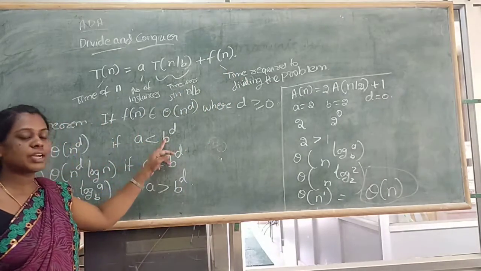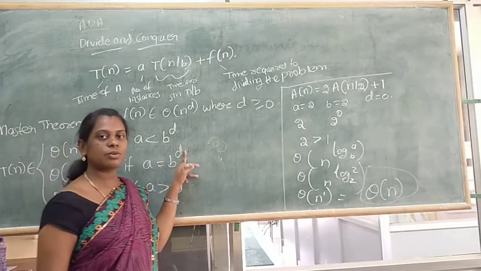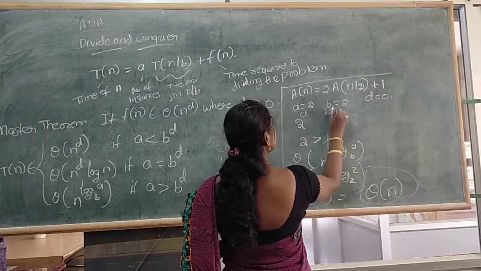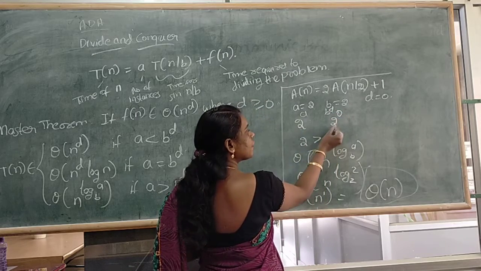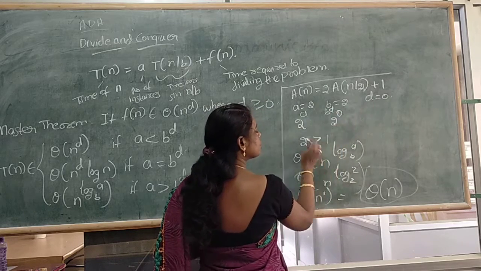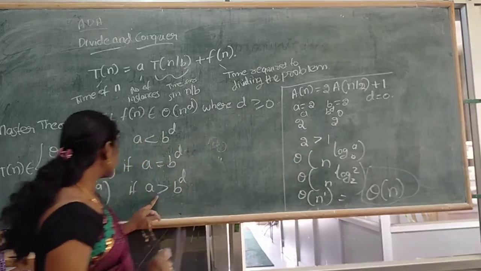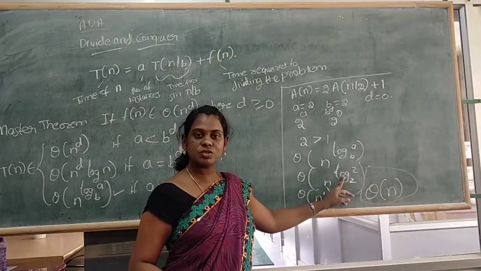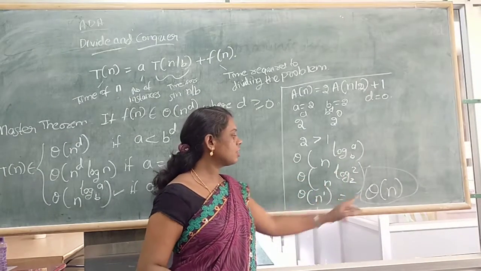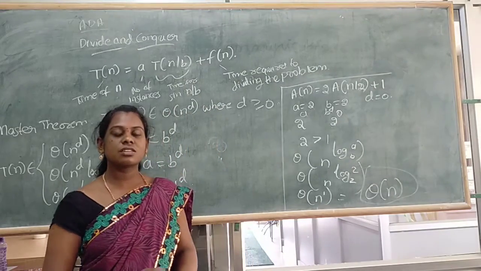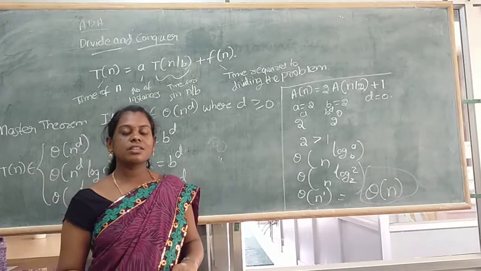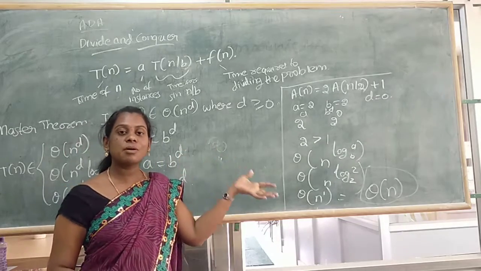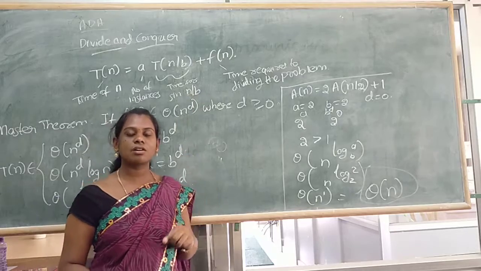So you have to consider this master theorem. Compare the values of a and b power d. See here, a value is 2, b value is 2, and d value is 0. You are comparing. Since it is greater, according to the master theorem the efficiency is this one. When you do this, log 2 base 2 gives 1. So n power 1, n. So the efficiency is theta of n. Okay. In the next class we are going to solve some problems by using the divide and conquer technique. Okay.